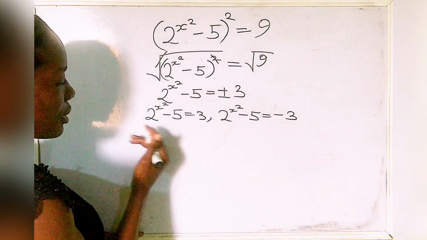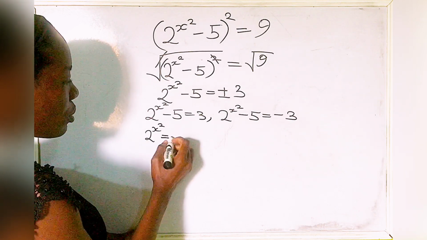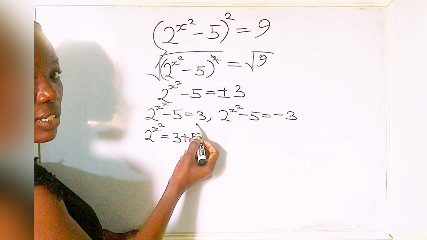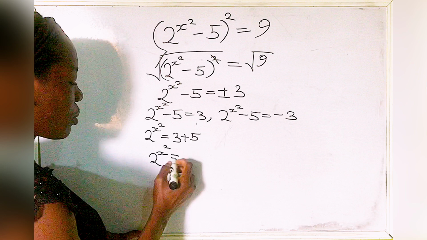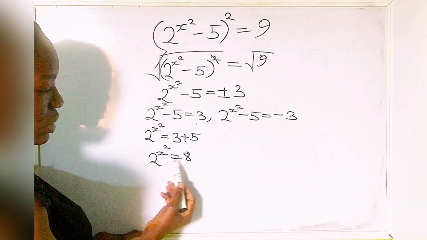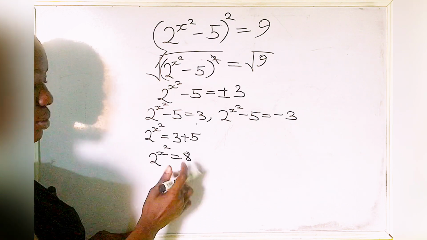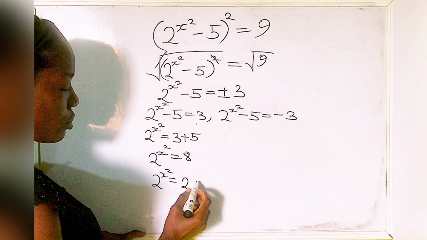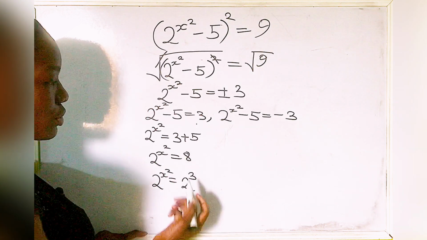Now for this first side, we can see 2^(x squared) is equal to 3 plus 5. When the negative crosses the equality sign, it becomes a positive sign. So we have 2^(x squared) is equal to 8. Now you see that here is base of 2, and we can convert this 8 to base of 2. So 2^(x squared) is equal to 2 to the power of 3, because 2 multiplied by 2 multiplied by 2 is going to give you 8.